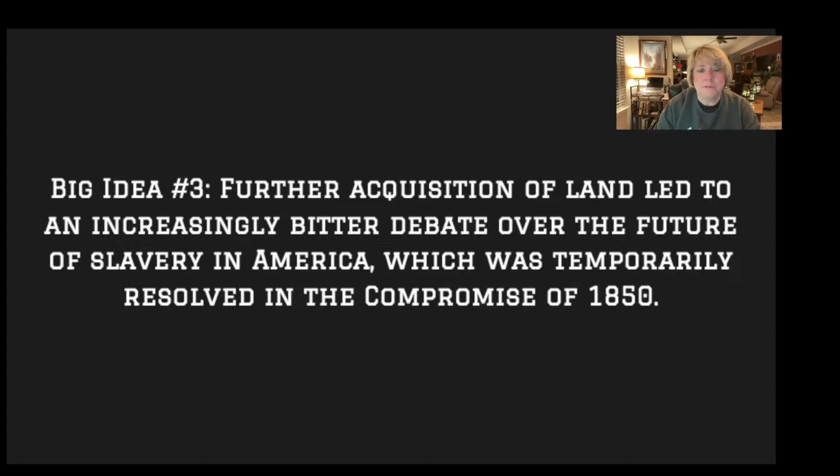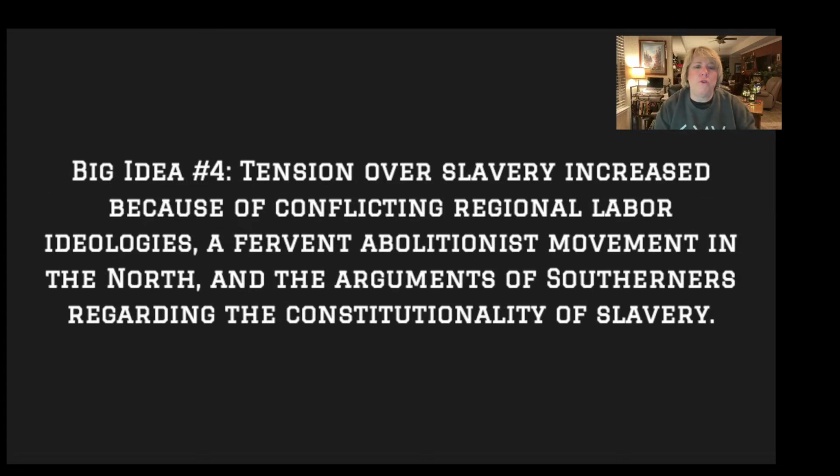We move on to the next big idea. Big idea number 4. Tension over slavery increased because of conflicting regional labor ideologies, a fervent abolition movement in the North, and the arguments of Southerners regarding the constitutionality of slavery. So I'm hoping what you see is, as we start going through all of this, one thing happens that leads to another, that leads to another, that leads to another. This is all cause and effect, and that's what this unit is really all about, cause and effect.